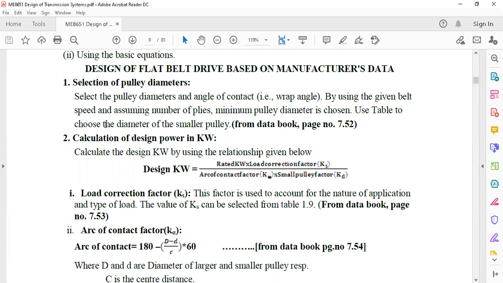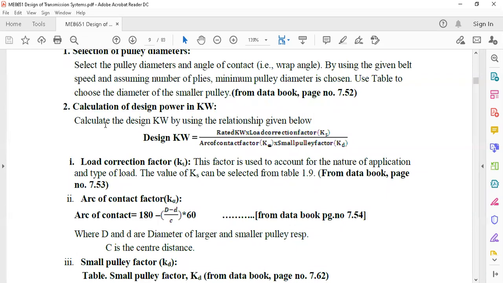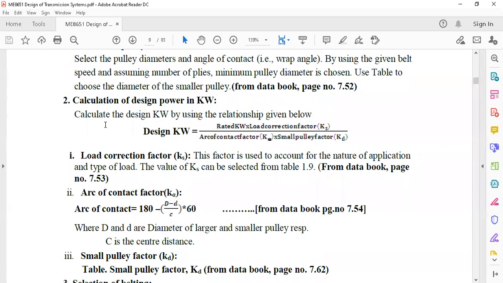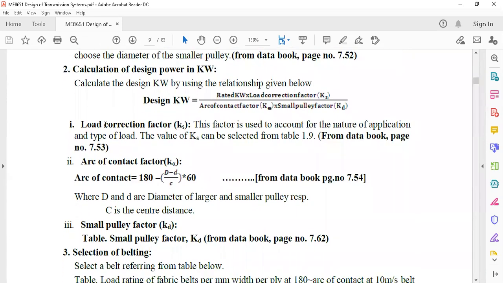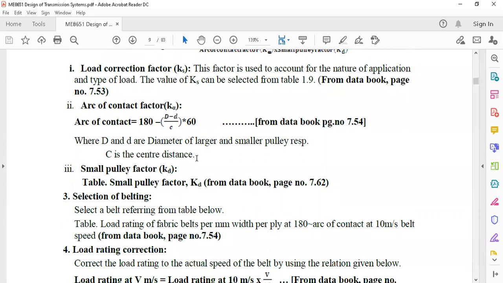First is the selection of the pulley diameter, and second is the calculation of design power. Design power is calculated using the data book page 7.53 and the arc of contact. How to calculate the arc of contact factor, I have already shown: pi by 2, which is equal to 60 degrees, and it is calculated on the smaller pulley.